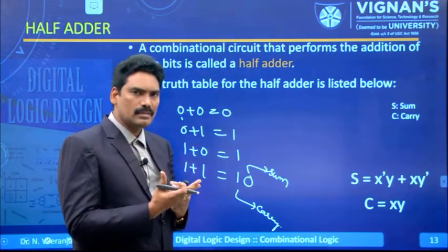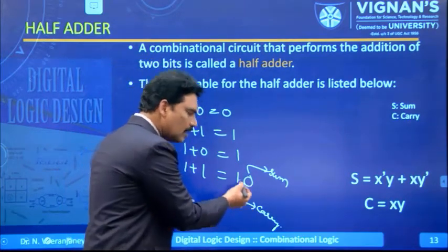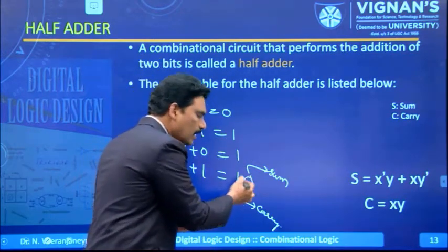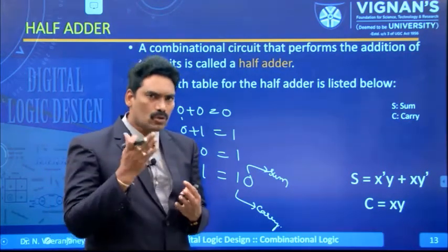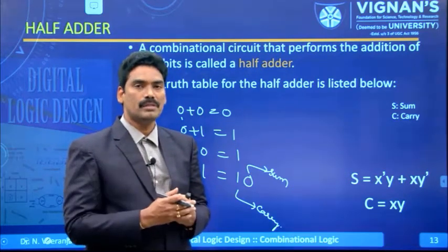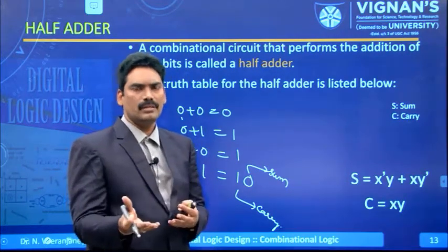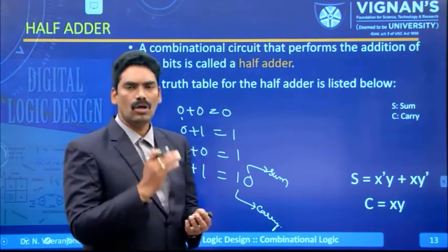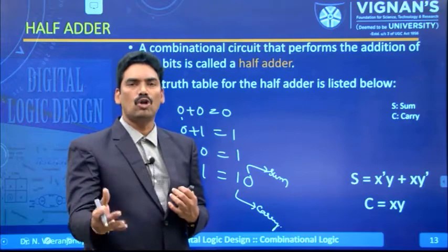How many inputs are there? 2 inputs. How many outputs will be there? 2 outputs. One is sum and another one is carry. Here we have sum and carry. So, how many input variables are there? 2 input variables and 2 output variables. And what are the names of those variables? Suppose the 2 input variables are x and y, and the output variables have meaningful names, sum and carry, s and c. So 2 input variables and 2 output variables.